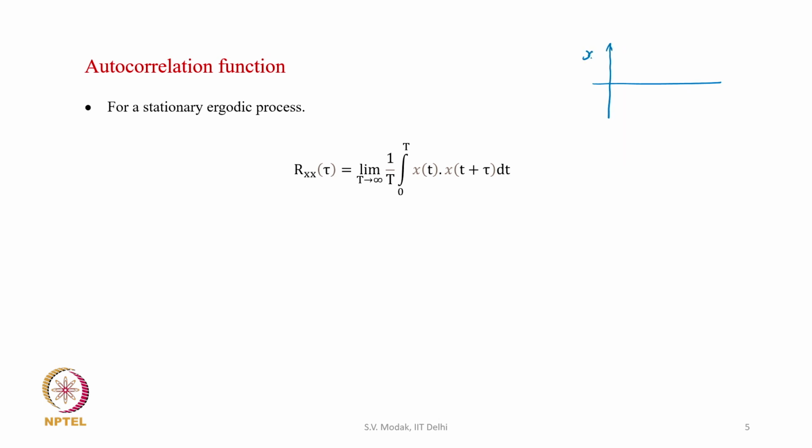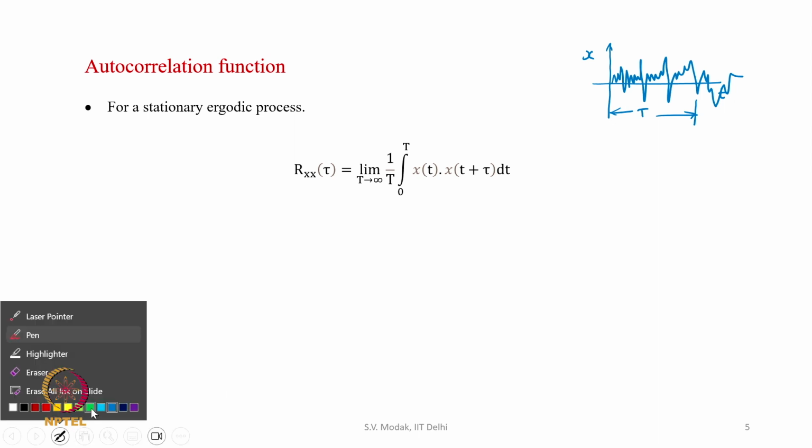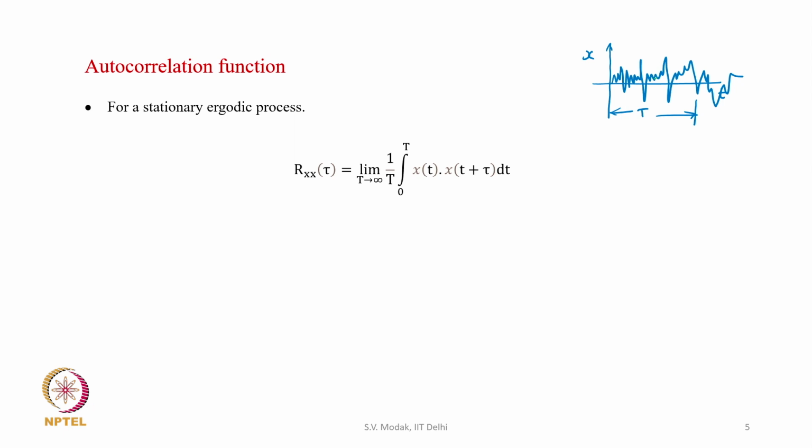Let us say this is the signal x of t, and let us say this is a random signal. We focus our attention on length T of the signal. Let us now take the product of two samples of this signal. Let me use green color here. Let us say at instant t, this is the sample, and at instant t plus tau, this is the sample.